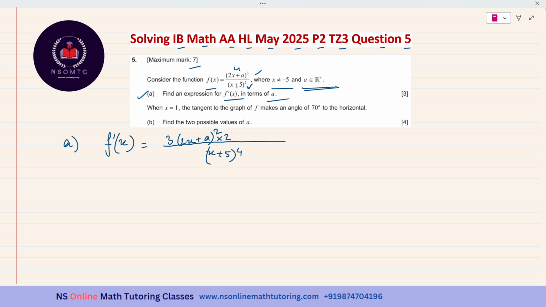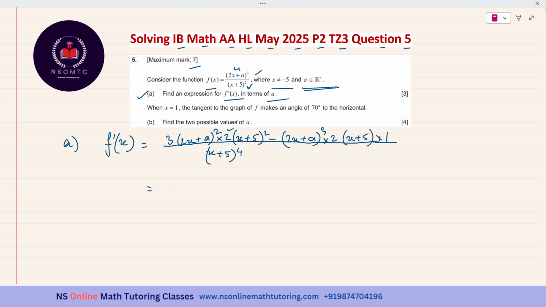And then there will be the times by v, which is (x plus 5) whole square, minus u v prime, so it is (2x plus a) whole cube, and again the power comes down, so 2 and (x plus 5) raised to the power of 2 minus 1 is 1, and the derivative of x plus 5 is simply 1.